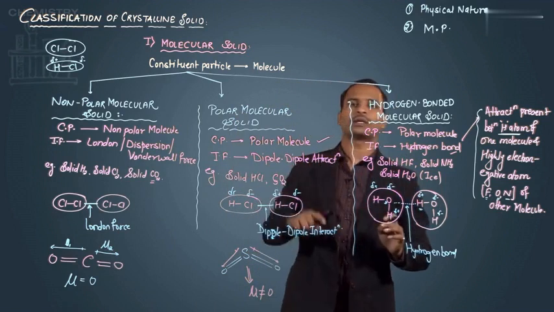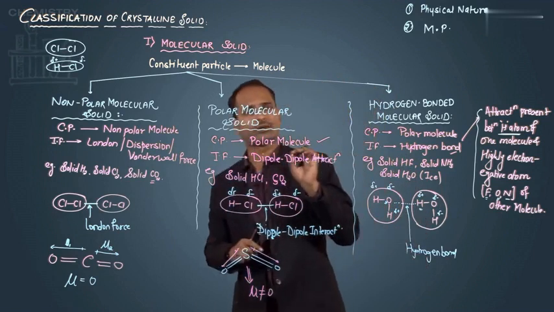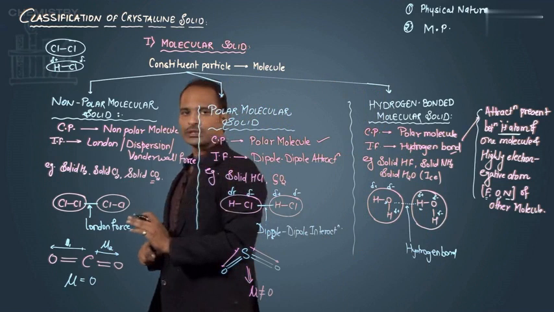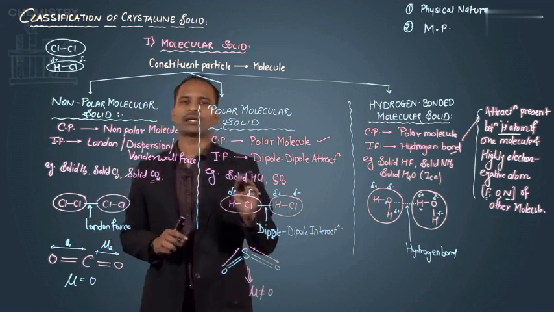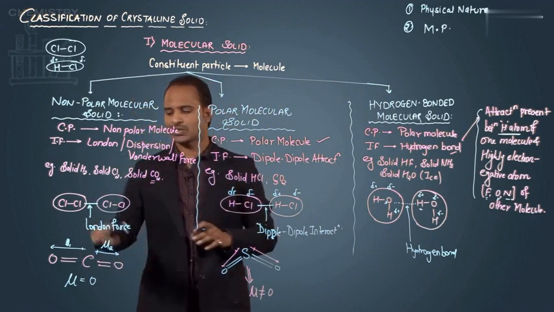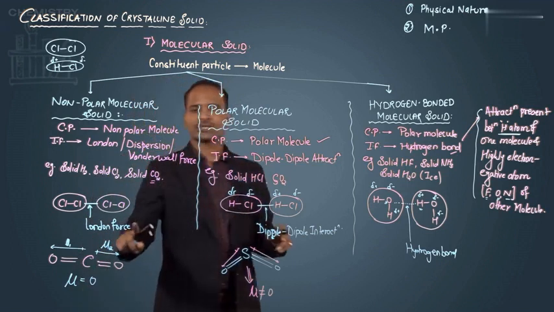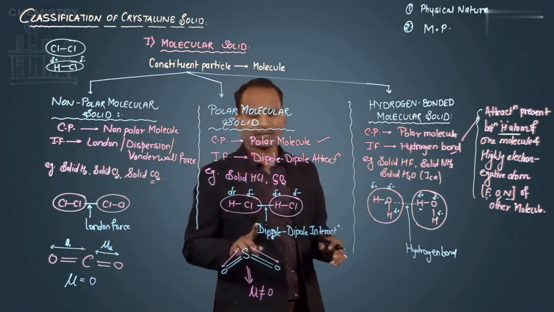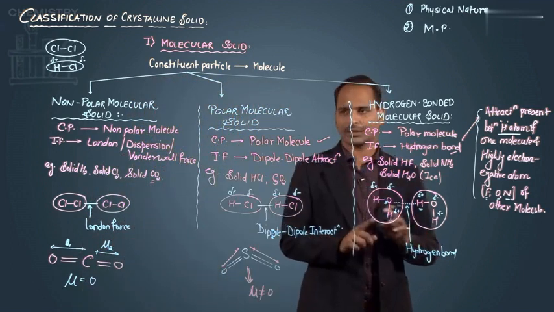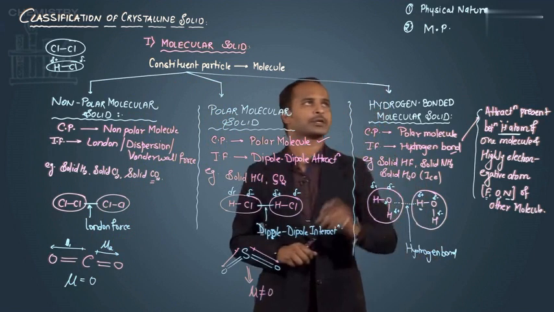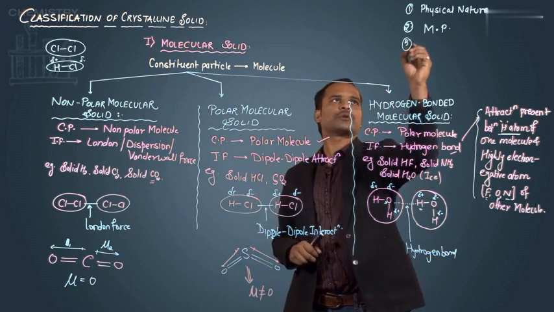So I can say that molecular solids have a low melting point, and that's the reason they exist either in a liquid or gaseous state. But from these three, this one has the lowest melting point, and of all three, this one has a slightly higher melting point. The third property is enthalpy of fusion.